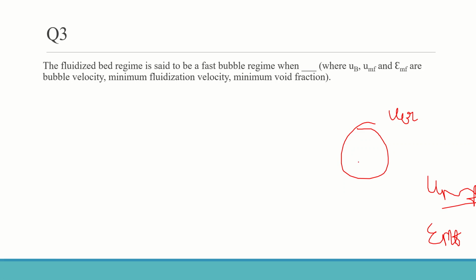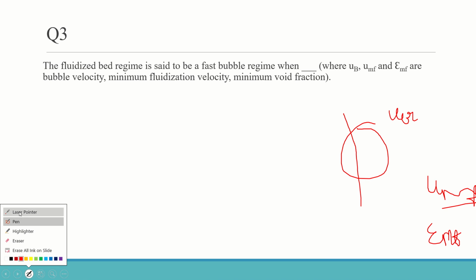In case of slow bubble regime, what happens? This one is slower, this one is faster. So they just move through the bubbles. So there are no clouds in fast and slow bubbles: slow cloudless bubbles and fast clouded bubbles. So what is the question about?